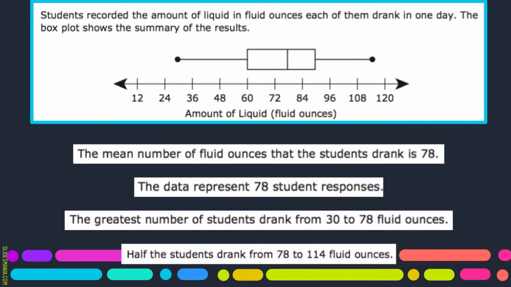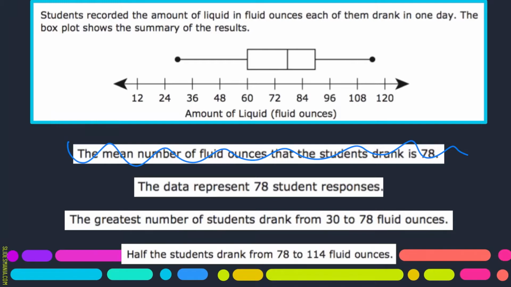So we're going to use this box plot to go through our statements and identify whether they're true or false. Students recorded the amount of liquid and fluid ounces each of them drank in one day. The box plot shows the summary of these results. The mean number of fluid ounces that the students drank is 78. Our box plot is a 5 data summary. It does not tell us our mean, so we do not have enough information to determine that.